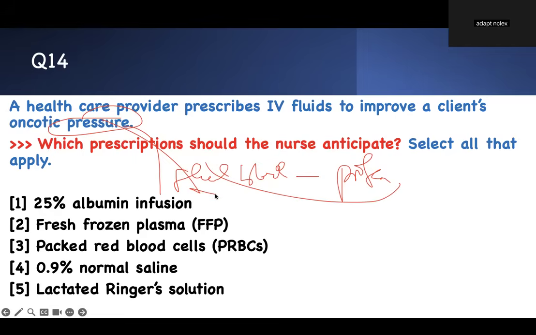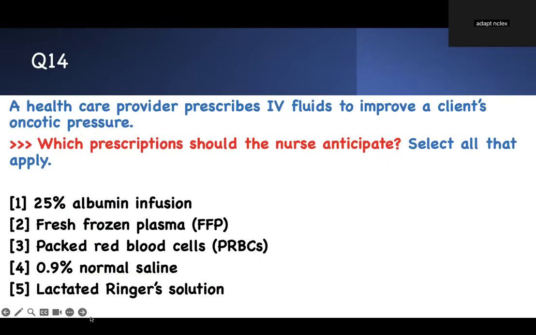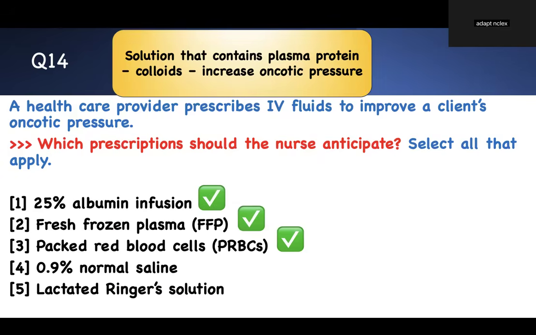Like I said, turn the question into words. I've turned this question into words by making it protein. 25% albumin is protein. Fresh frozen plasma, protein. Blood is protein. Normal saline has no protein. Lactated Ringer's has no protein. Therefore, 1, 2, 3 are your right answers. Any solution that contains protein is your right answer.